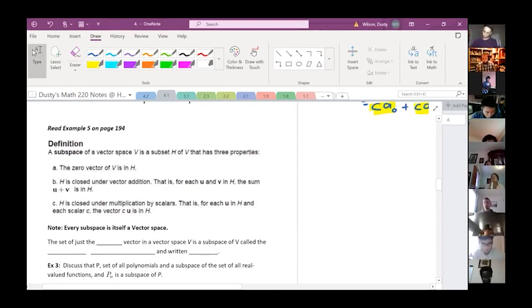What you do want to memorize, what you do want to know, is the following. This is the one that's a big deal. Definition: a subspace of a vector space V is a subset H of V that has three properties. The zero vector of V is in H. H is closed under vector addition. That is, for each u and v in H, the sum u plus v is also in H. And H is closed under multiplication by scalars. That is, for each u in H and each scalar c, the vector cu is in H. Okay, this right here is important.